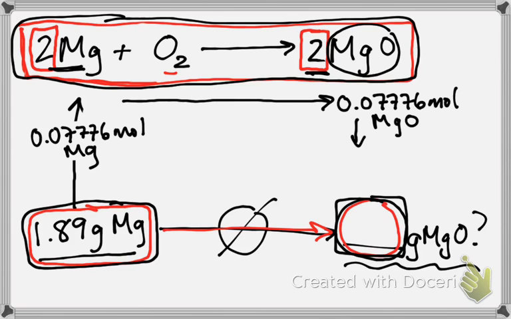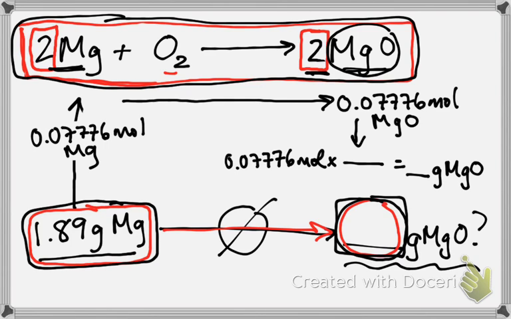So if we're going to convert back to grams, we're going to take our 0.0776 moles, and this time it's of magnesium oxide. We're going to do our conversion, and this is going to give us grams of magnesium oxide. So now we want moles to go away. Moles is going to need to be on the bottom, grams on the top, moles goes away, and we have to figure out what 1 mole of magnesium oxide weighs. So let me make myself a little space here.